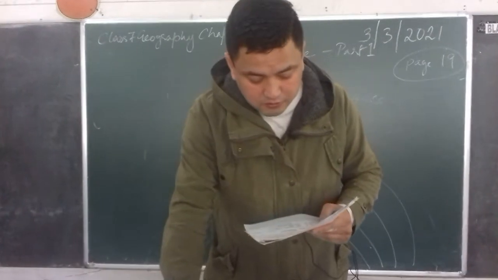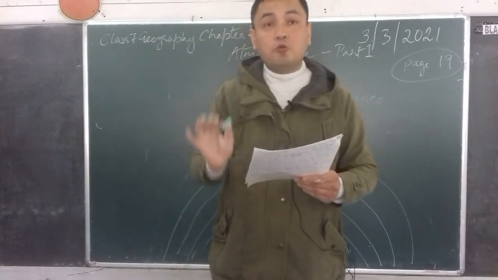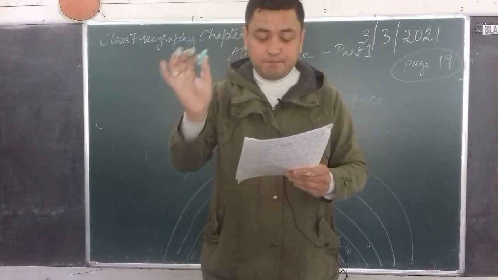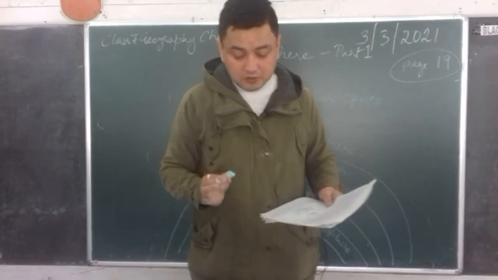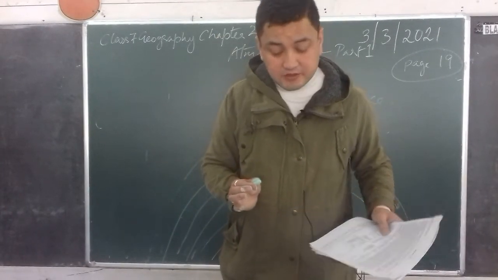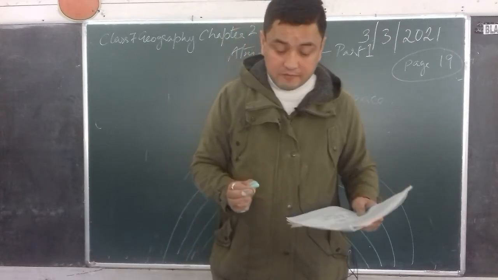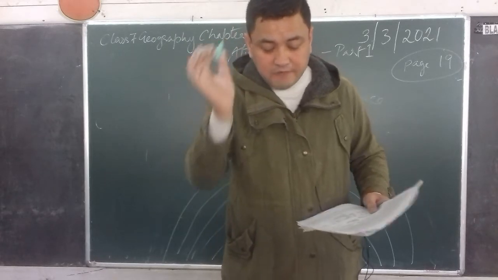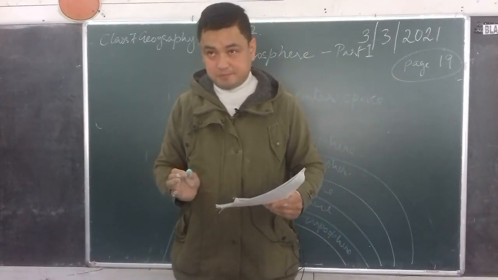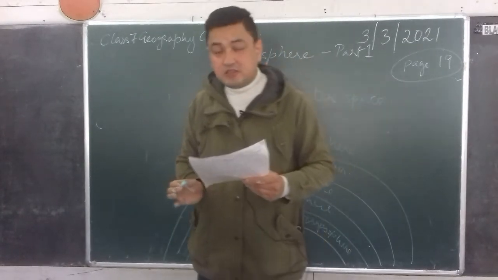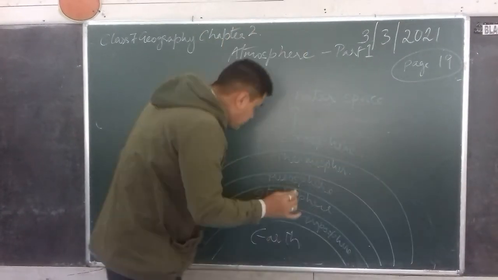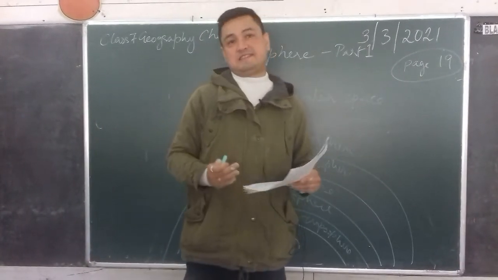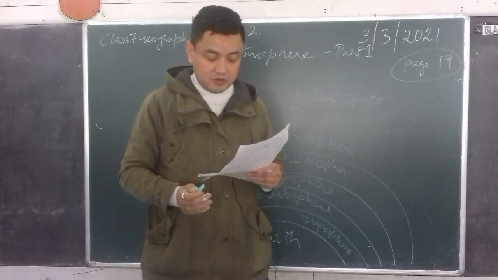But one thing I want to tell you, no one seems to know its exact thickness or denseness of this atmosphere, as there is no definite boundary between it and outer space. You can refer to your book on page number 19 in the heading the atmosphere, the first paragraph. You find no one seems to know its exact thickness, as there is no definite boundary between it and outer space. What it means is from where does the atmosphere begin and where does it end? We do not know the exact measurement of this atmosphere.